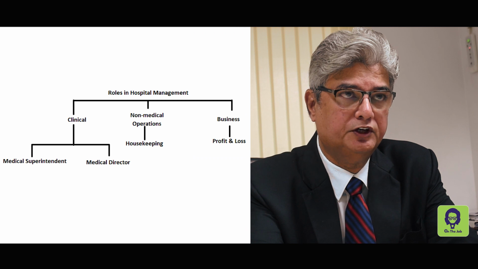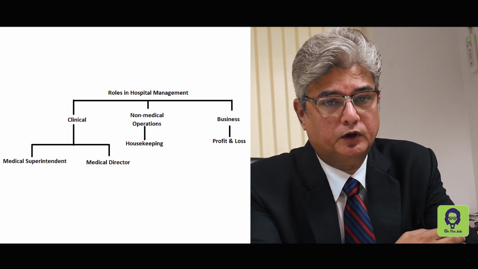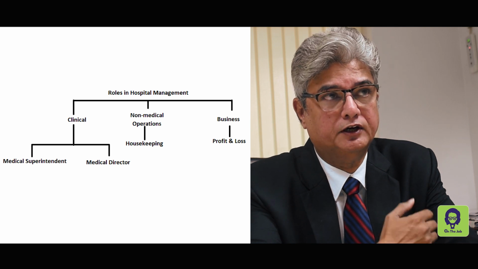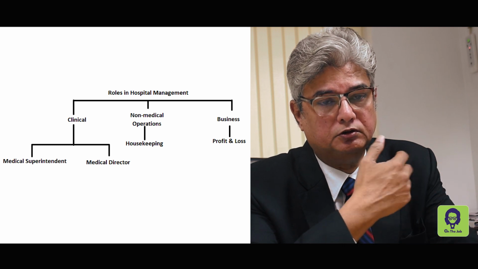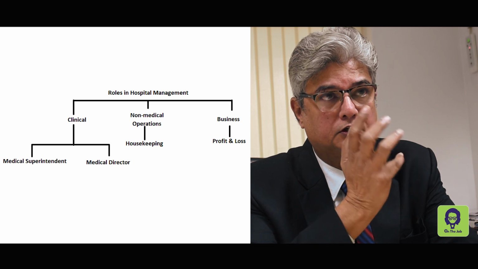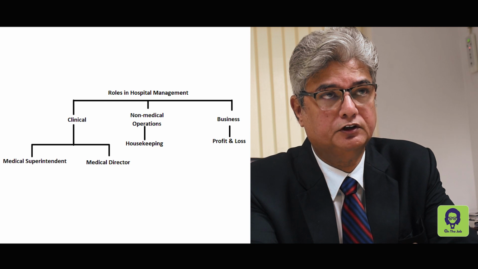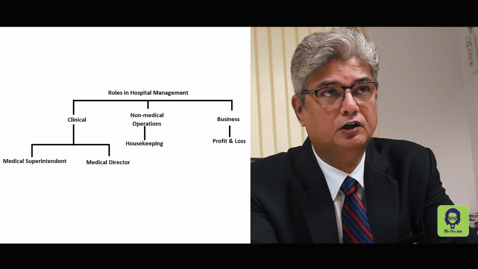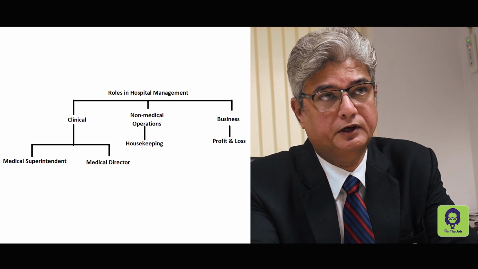Well, a medical graduate who comes into hospital administration will have 3 kinds of roles. One is the clinical, which is the medical superintendent and medical director role, and one is operations, which is non-medical operations, which involves your housekeeping, maintenance, and all other infrastructural needs of a hospital. And the third one is, of course, the business part of it, where you look after the P&L of the hospital, look at the business angle of the hospital. So these are the 3 basic roles which a person from a medical background will take.